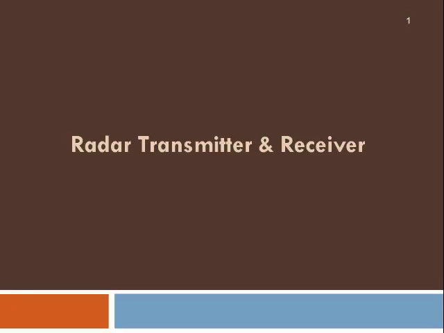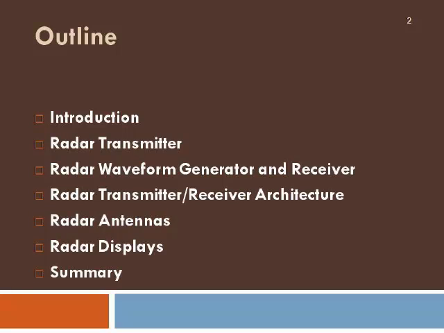In today's class, we shall discuss in detail the architecture of a radar transmitter and a receiver. In this, we are also going to cover discussion on radar antennas as well as displays. So let us see how a transmitter must be designed first. So the total coverage will be first introduction, radar transmitter, waveform generator and receiver, the architecture of the radar system, radar antennas, displays, and then we are going to have a summary of all the things.